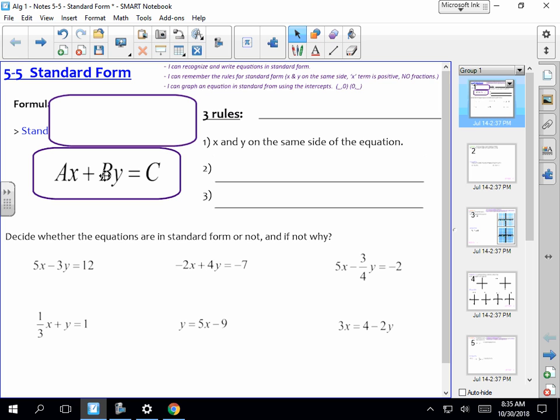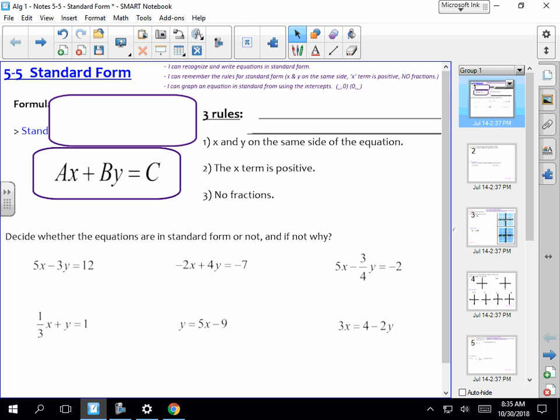X and y on the same side of the equation. Doesn't matter if it's on the left or the right. They could actually be on the right as well as the left, but same side of the equation. X term is positive, so we're going to keep the number in front of the x positive. And the third thing will be no fractions.